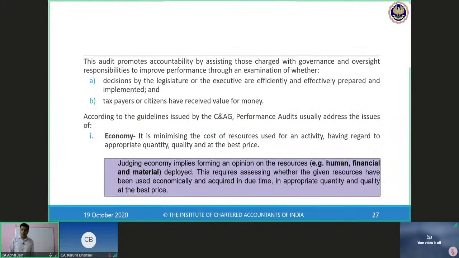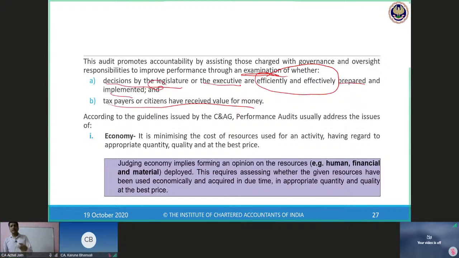This audit promotes accountability by assisting those charged with governance and oversight responsibilities to improve performance through an examination of whether decisions by the legislature or the executive are efficiently and effectively prepared and implemented, and whether taxpayers or the citizens have received full value for the money.